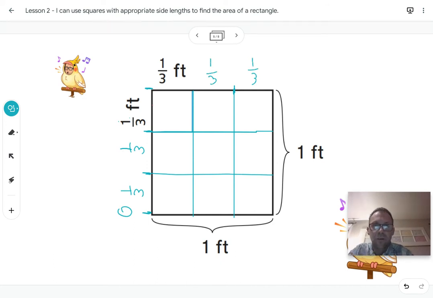So these 1/3 plus 1/3 plus 1/3, well, that equals 3/3, which equals 1, which is what we see, 1 foot on each side. So we know we're correct.